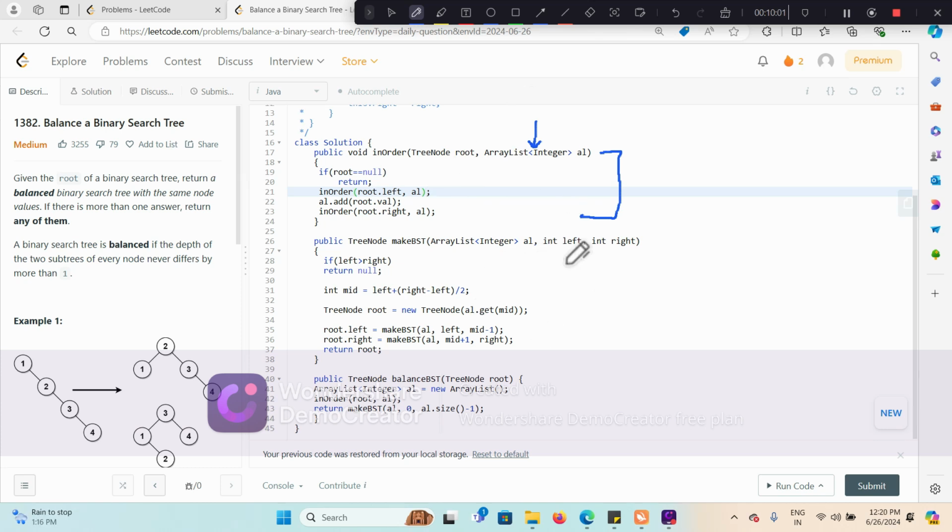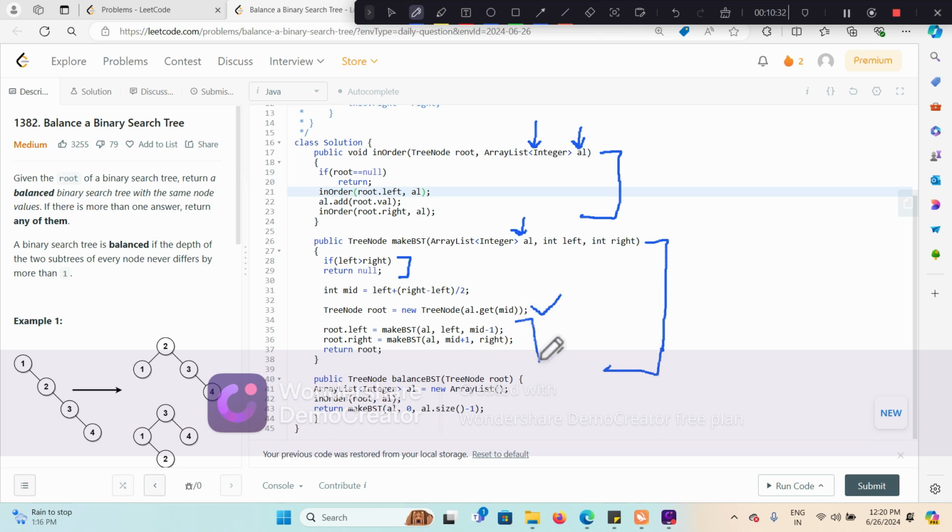Then we have this second part. I have written another method called makeBST. Here we are passing the left, the right, and the array list, which we just populated in this function. See here, this is my check condition: if left is greater than right, we return null. Otherwise we create mid, and then I'm creating the node. So root equals new TreeNode(al.get(mid)), whatever is at that mid.